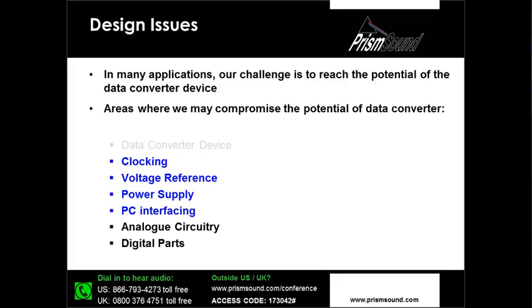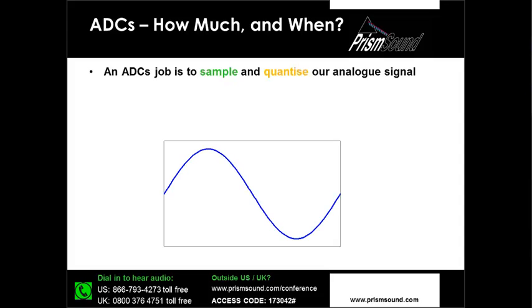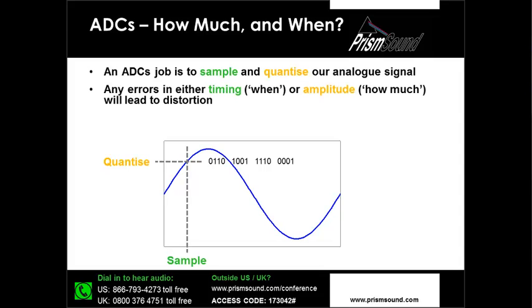And I'm going to talk you through a few of the major issues that we might need to consider at the design stage. So let's just stop and think about, well, what is the role of the A to D converter? In simple terms, it's a question of how much and when. So in other words, our A to D converter needs to sample and quantize our analog signal. So at very specific, discrete points in time, we want to quantize our signal to put a digitally encoded amplitude on our signal at those points in time.